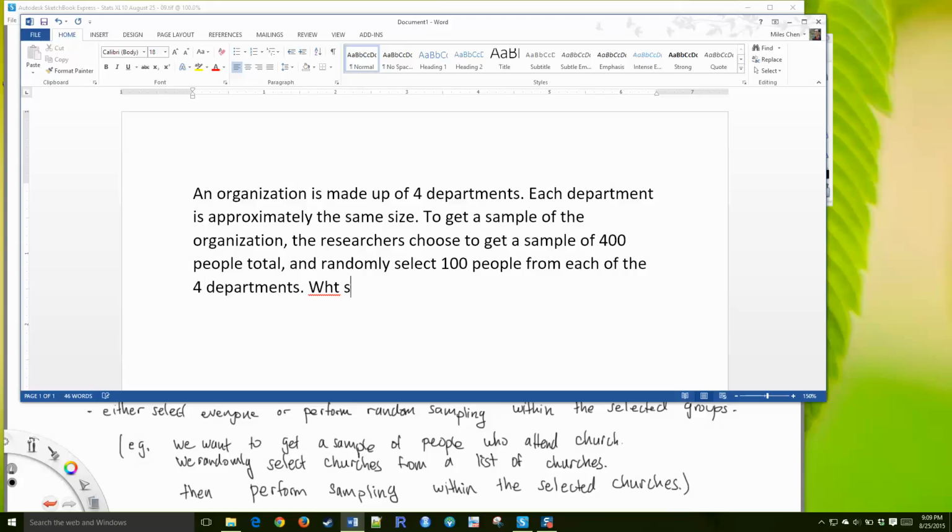What sampling method is this? Don't shout out the answer. I want everybody to think, but don't shout out the answer. Just think which of the sampling methods we have. We have SRS, stratified, cluster, systematic. I'm sorry, I put them in the order in your notes. Alright, does everyone have an answer in mind? What do you think?